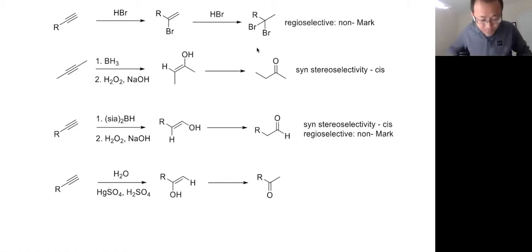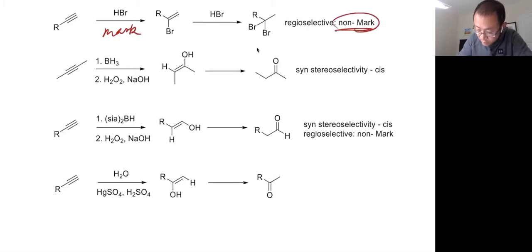All right. Now, next is adding HBr to an alkyne. Very similar to the one we've seen before. Adding HBr to an alkyne follows a carbocation intermediate. So the reaction is Markovnikov. This is not anti-Markovnikov, it's Markovnikov.